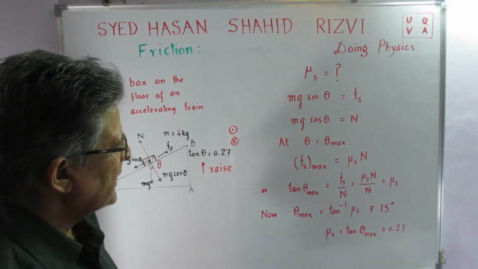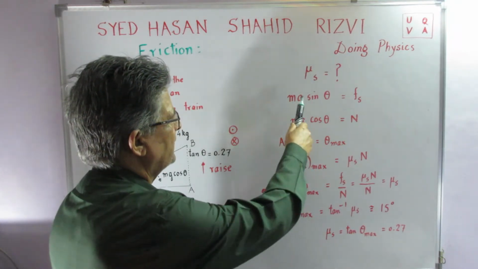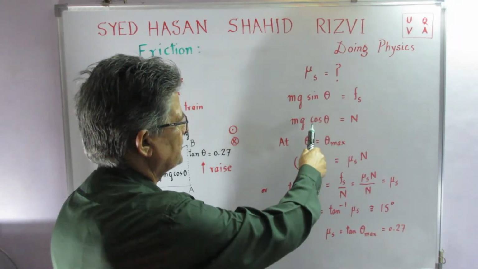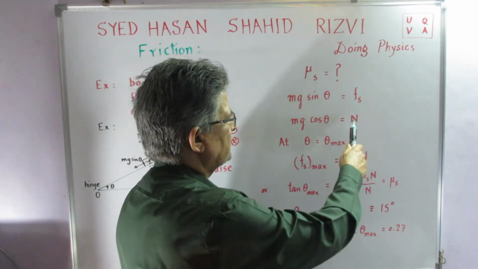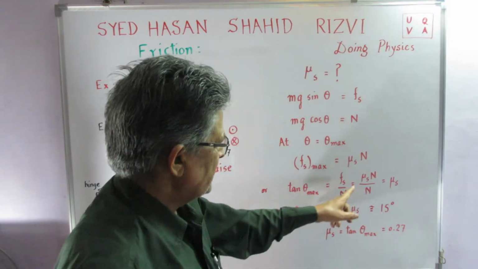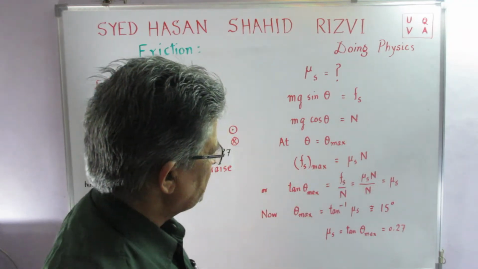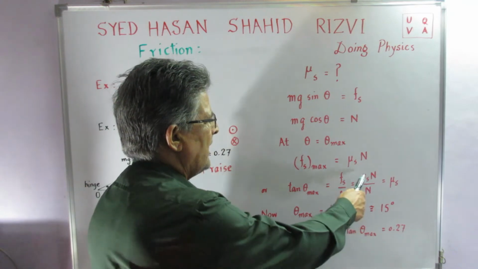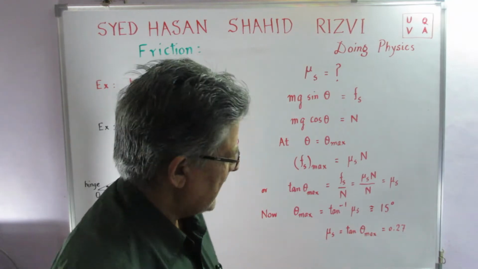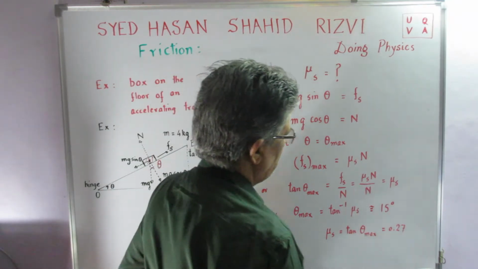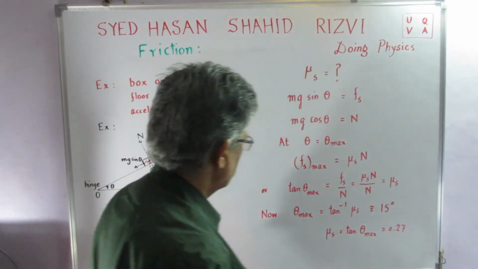mu s into N. If I divide this equation by this equation, mg cancels out, sin theta max divided by cos theta max is tan theta max, and this equals fs divided by N. If I substitute the value of fs as described in this equation, you see that N and N cancel out. So we get tan theta maximum is equal to mu s.